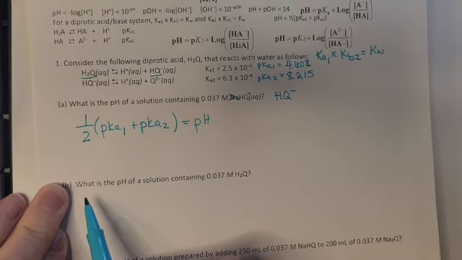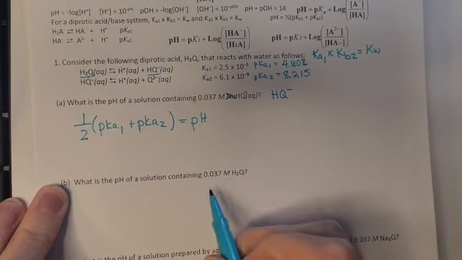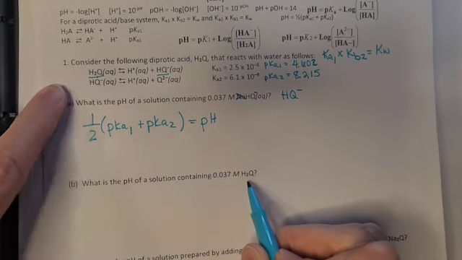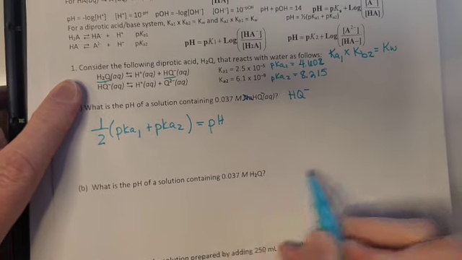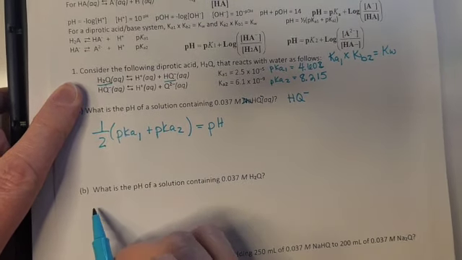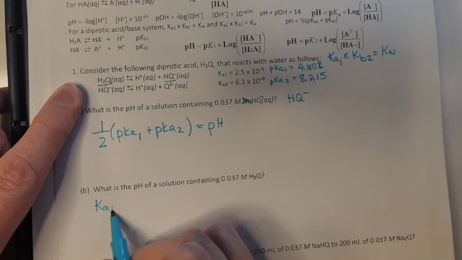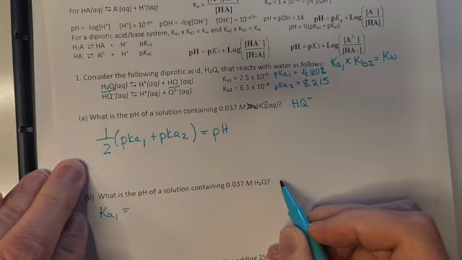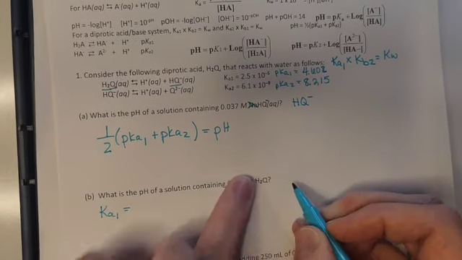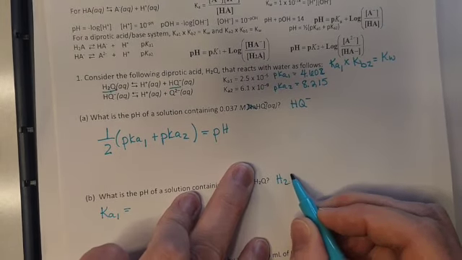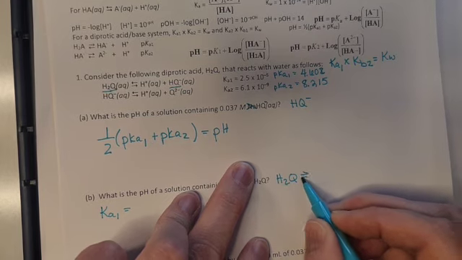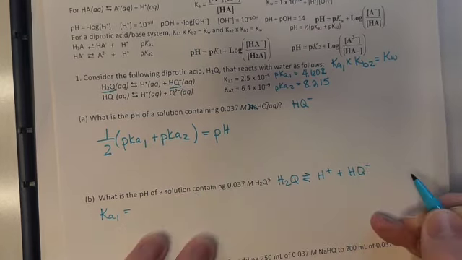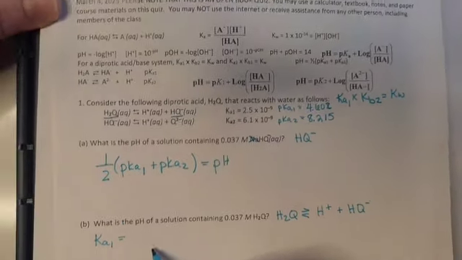Now, part B. What is the pH of a solution containing 0.037 molar of H2Q? This is our acid, right? So we are going to use our Ka1. It's very important to write these reactions out, that way you know exactly what you're solving for. Okay, so H2Q is going to dissociate into H plus and HQ minus.